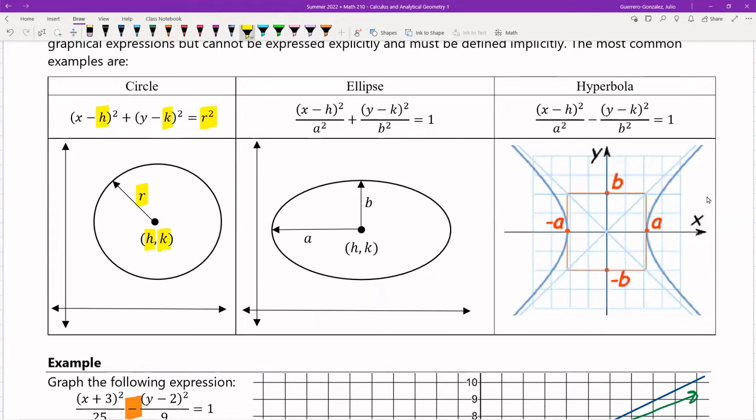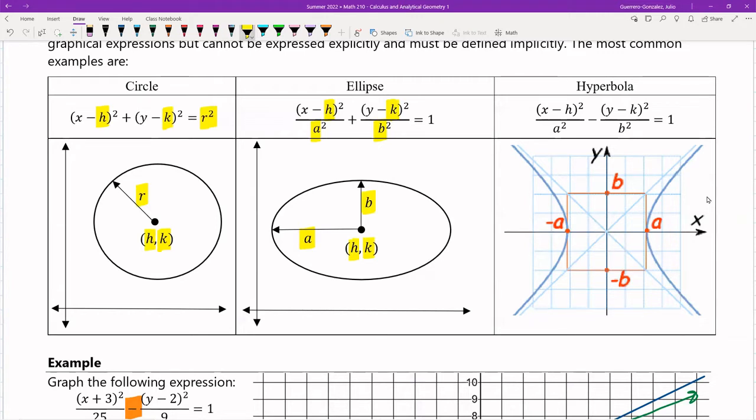The next one is an ellipse, sort of like the circle, just a little different. The H and the K give you the middle of the ellipse, and then the A gives you that A, and the B gives you that B. This is how you get your ellipse.